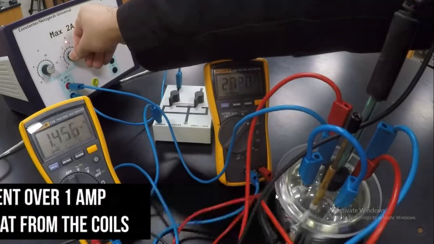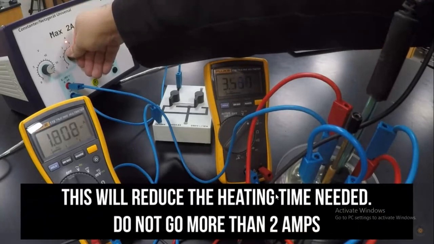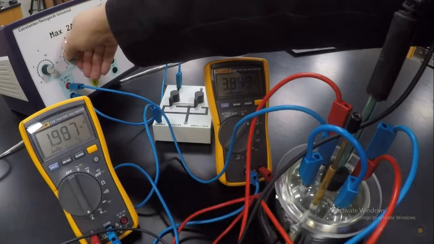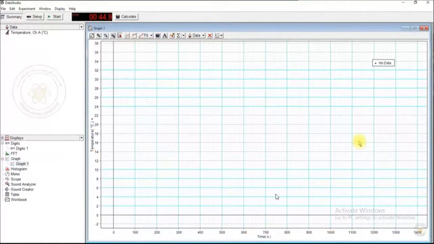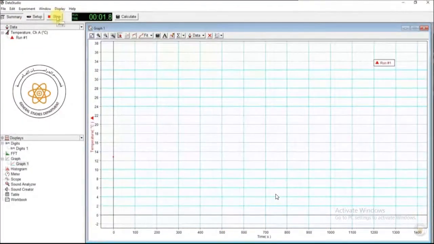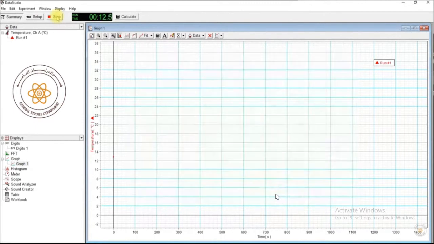You can go up to 2 amperes in order to decrease the time it takes to achieve the desired temperature. Once everything is set, go to your software and click start. And from there, it's just a waiting game. You have to make sure though that you take note of the voltage and the current at the beginning, as well as the initial temperature.